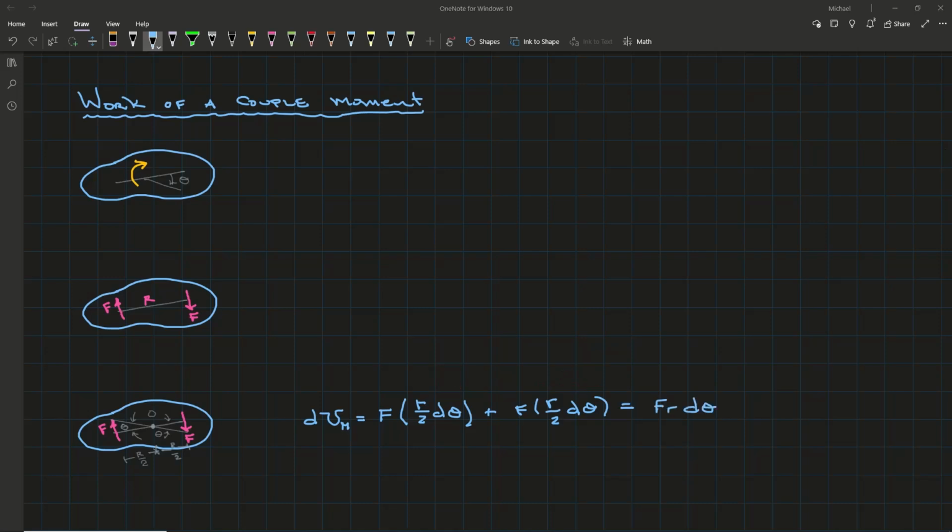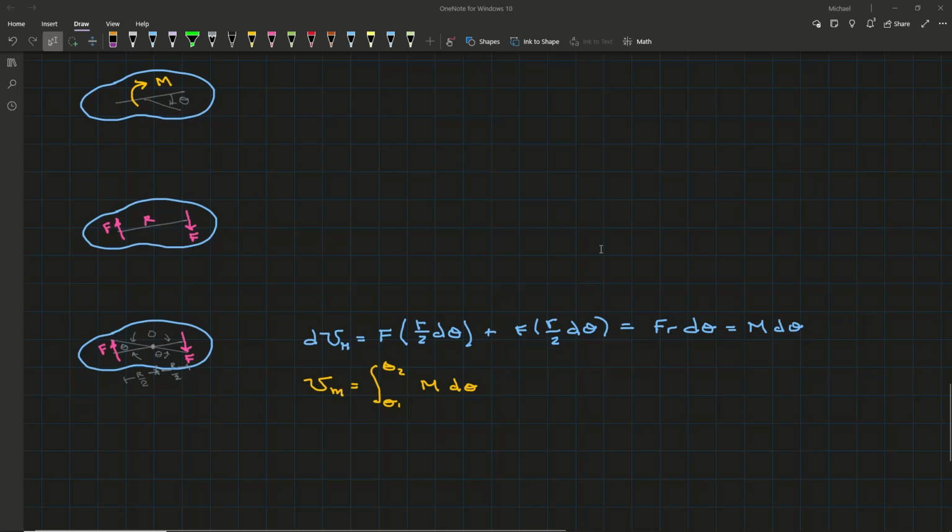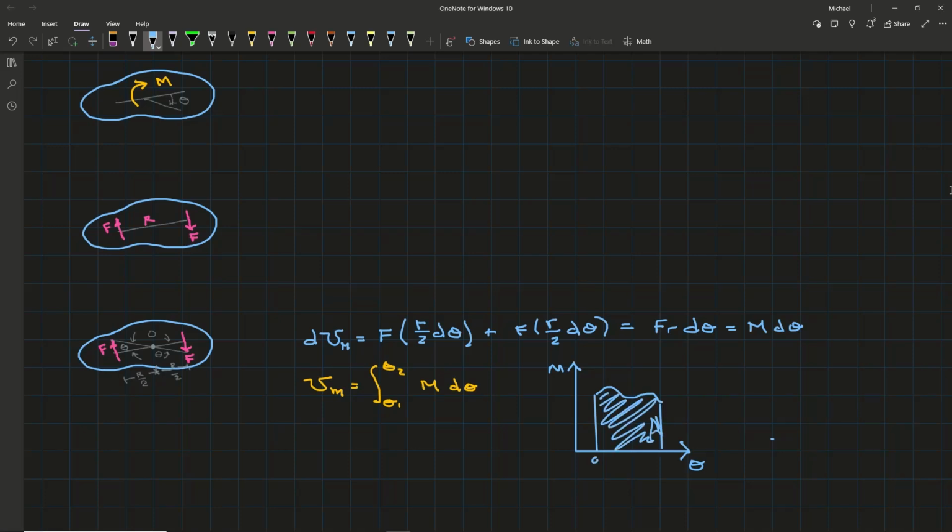This then reduces to F r d theta equals the moment d theta. The total work due to the moment then is the integral from theta 1 to theta 2 of the moment d theta. And again, this moment is just the area under the moment theta curve between theta 1 and theta 2.